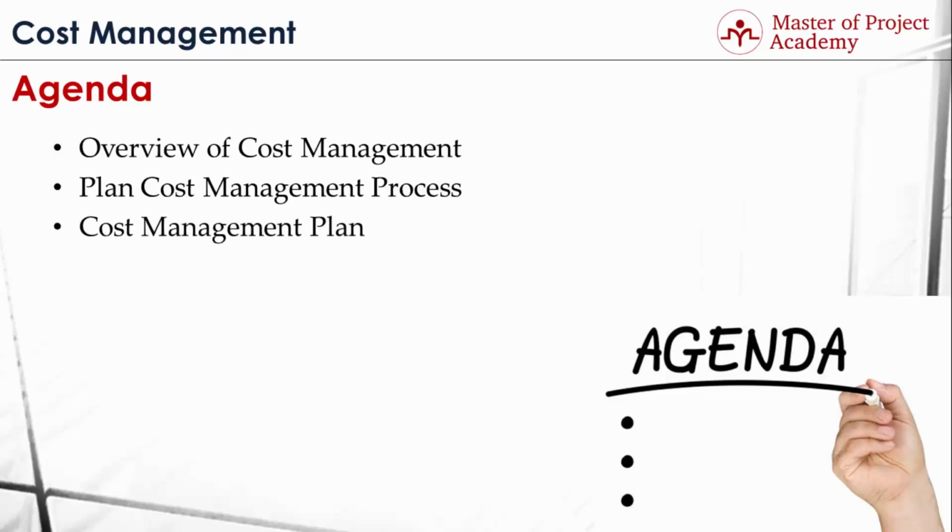The cost management plan is the primary output of the plan cost management process. It describes how to manage the project costs and budget. We will go over the details of the cost management plan.